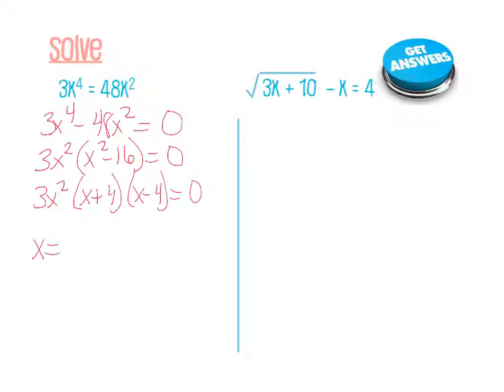Setting each of those equal to 0, on this first term, if I set this equal to 0, x is just going to be 0. The next one, x is going to be negative 4. This will be x is positive 4. There's your solution for that one.